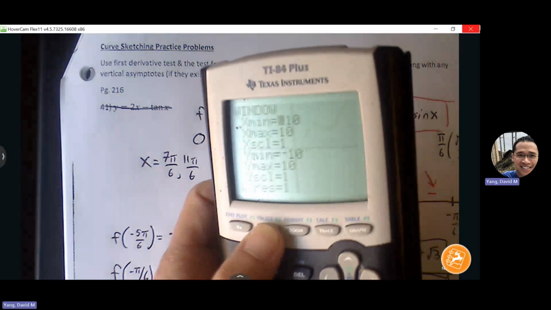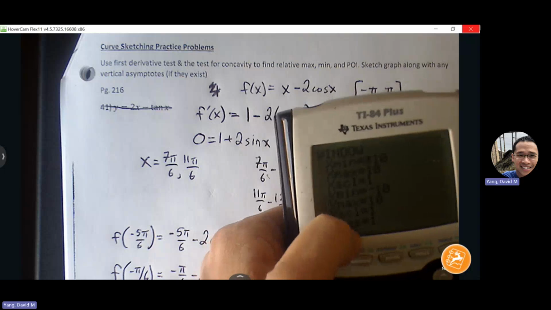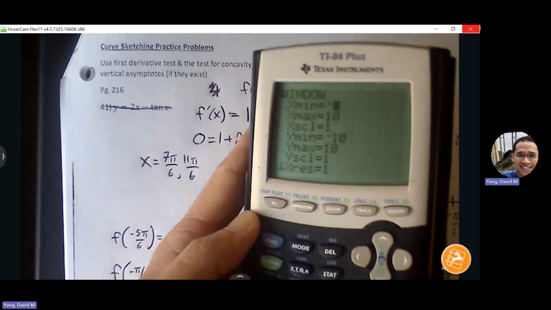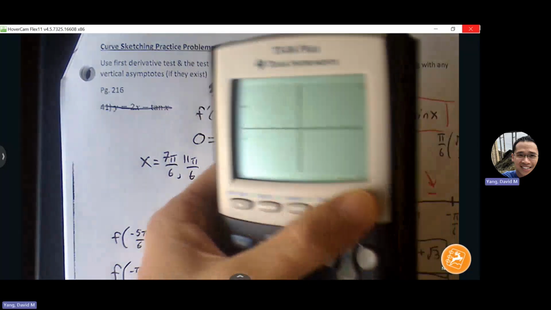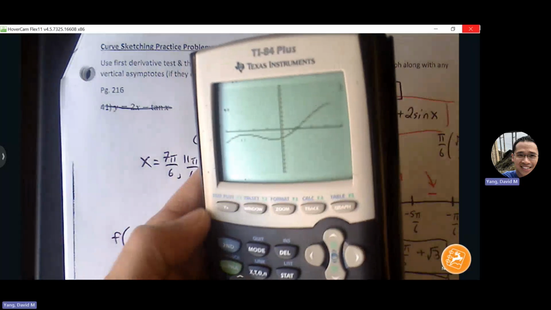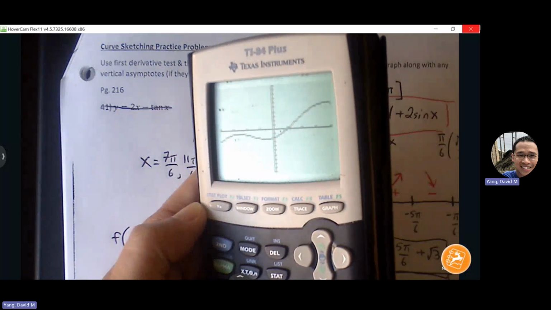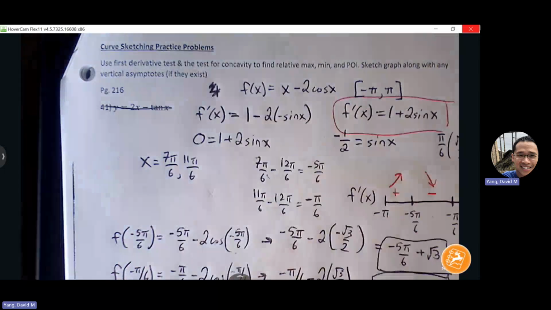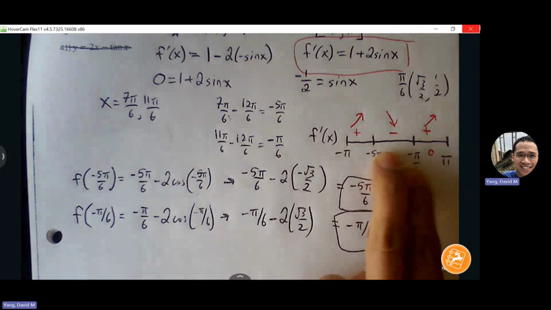But we're only concerned about from negative pi to pi. So you can do negative pi to pi as your x min, x max. I'm going to say negative 4 to 4, just so I can have a slightly larger window. But this is what we're trying to create. And the slope should match with our derivative sign line. We have an increase followed by a decrease followed by an increase. So that's exactly what we're experiencing here. Increase, decrease, increase.